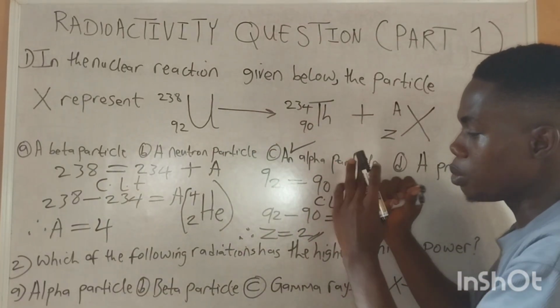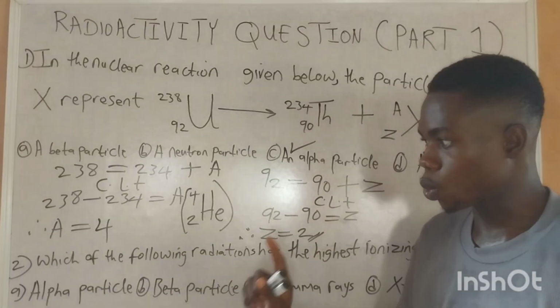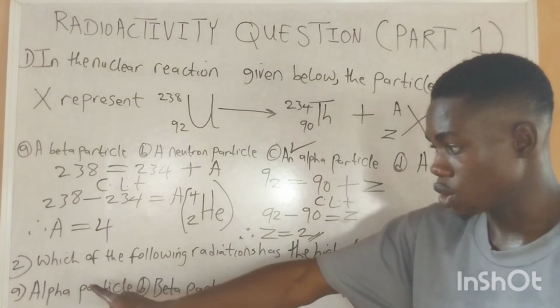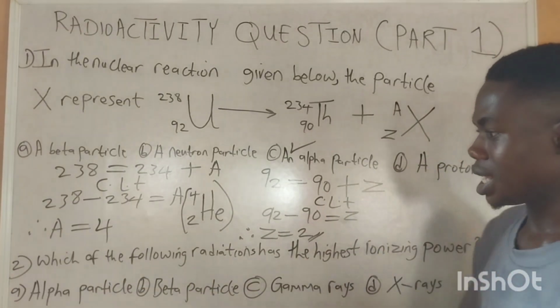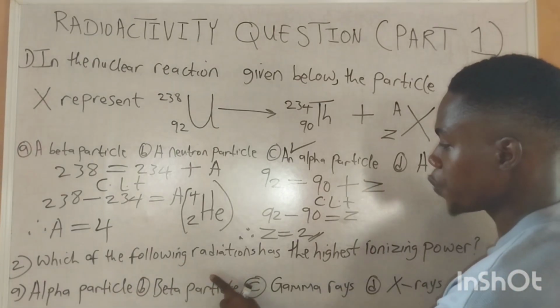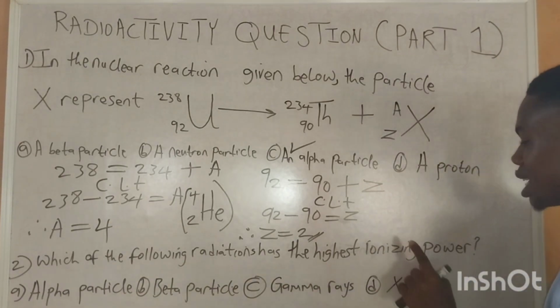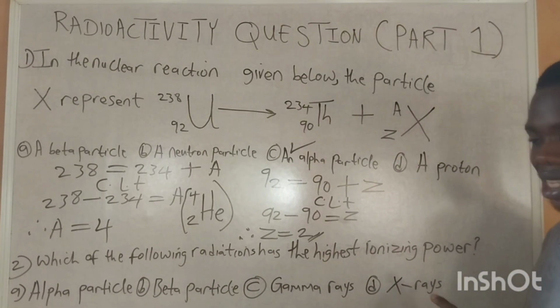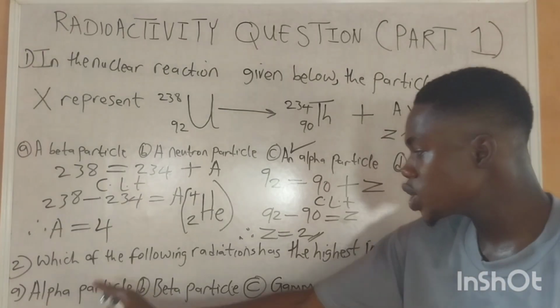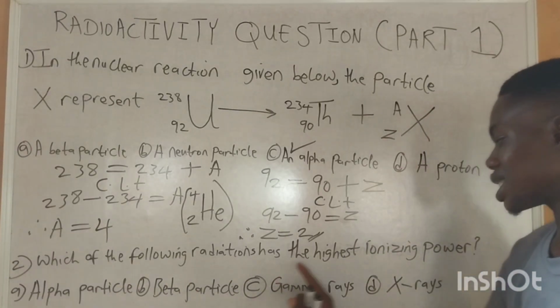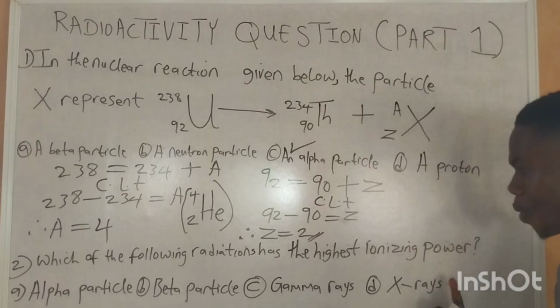Moving on to the next practice question, which happens to be Question 2 of today's lesson. The question says, which of the following radiations has the highest ionizing power? I say again, the question says, which of the following radiations has the highest ionizing power?